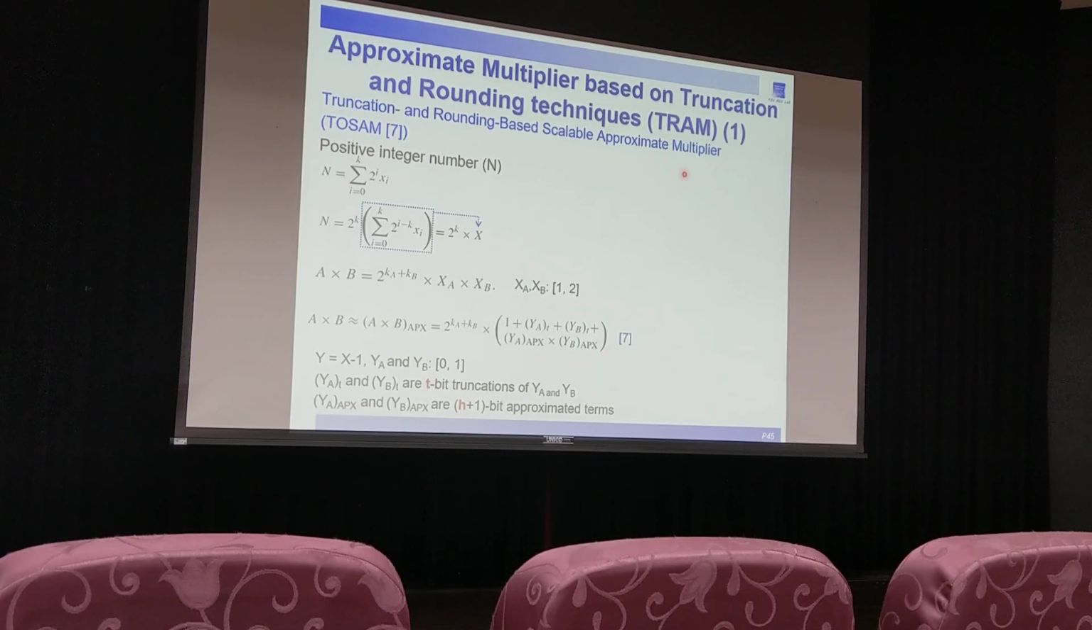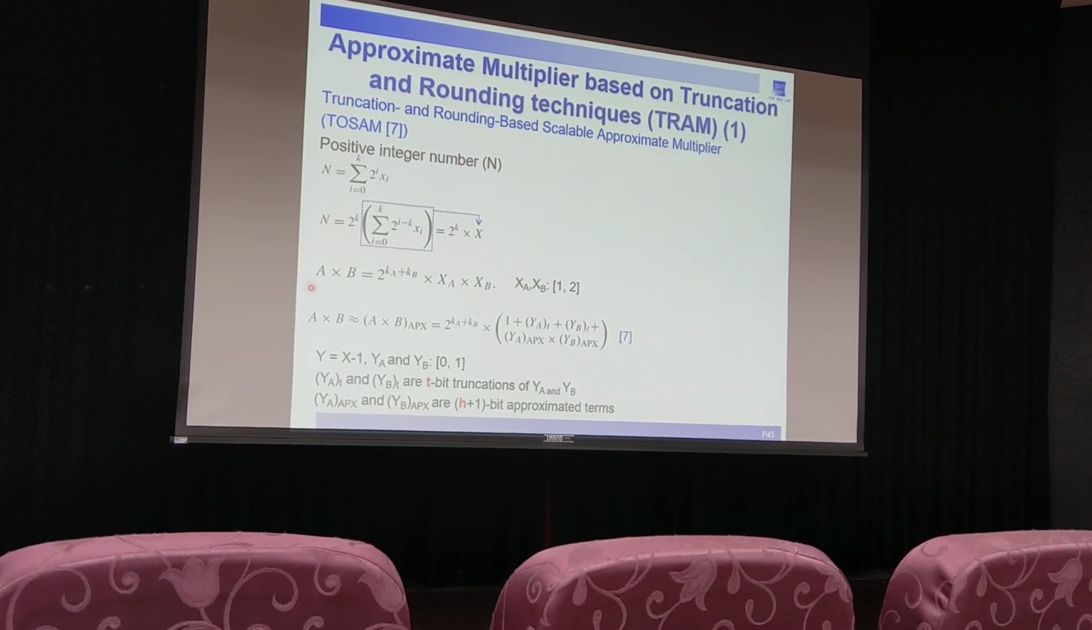Okay. Then we also try another design in our work. First, we designed a multiplier with truncation and rounding technology. This is called TRAM. It also follows the related work, which is the truncate and rounded based scalable approximate multiplier, TOSAM. In this work, the equation is shown here. It applies to a positive number n. The n can be replaced by this term multiplied by f.